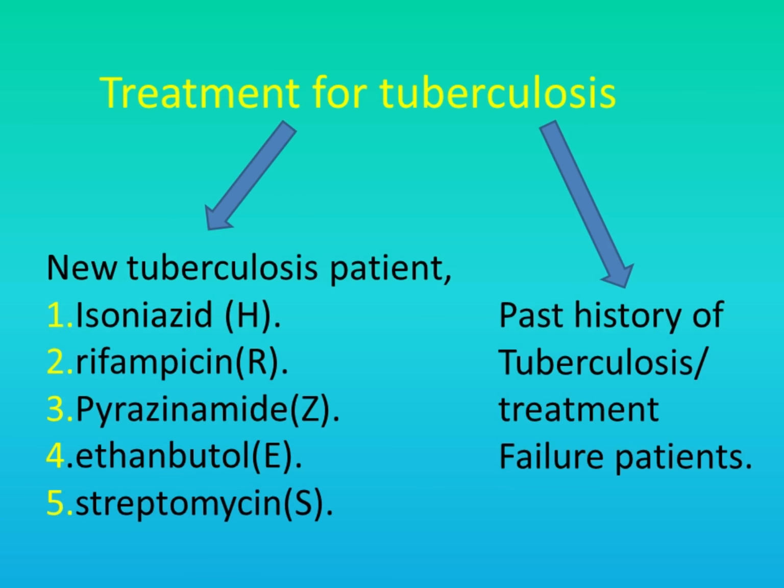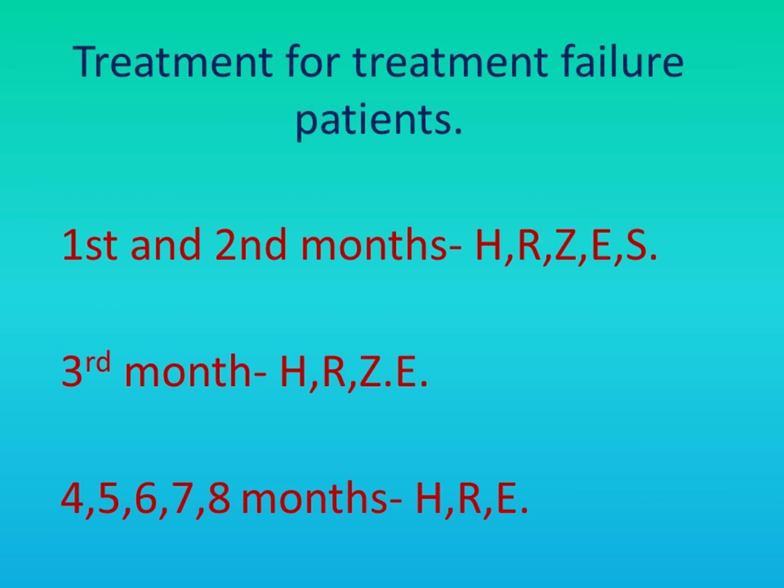You should know what the treatment for tuberculosis is. For a new tuberculosis patient: isoniazid, H; rifampicin, R; pyrazinamide, Z; ethambutol, E; streptomycin, S. Now, treatment for treatment failure patients.